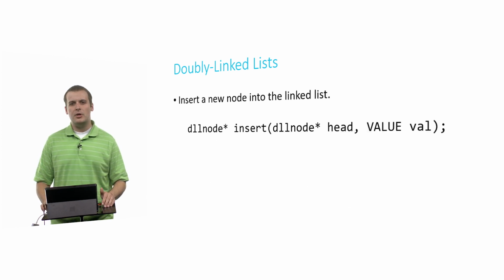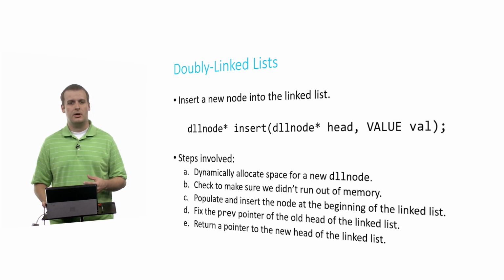So let's insert a new node into a doubly linked list. We talked about doing this for singly linked lists as well, but there's a couple of extra catches with doubly linked lists. We're passing in the head of the list here and some arbitrary value, and we want to get the new head of the list out of this function. That's why it returns a DLL node star.